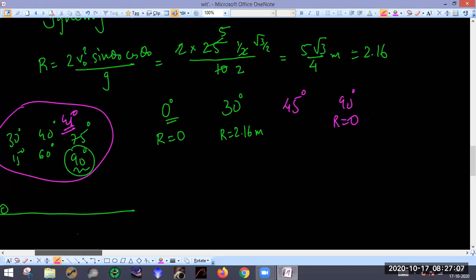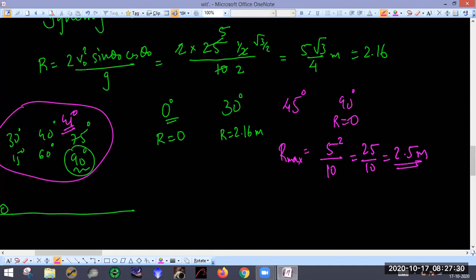At 45 degrees you're going to get the maximum range. And how much will that maximum range be? That maximum range will be V0 square by G. So 5 square is 25, again 5 square 25 by 10. G is 10. So the farthest that you can send this ball is 2.5 meters, right?